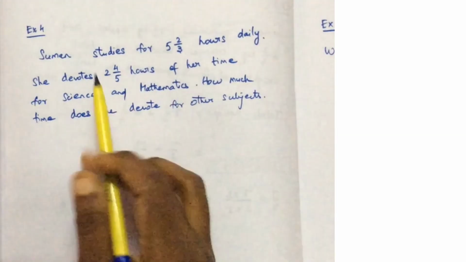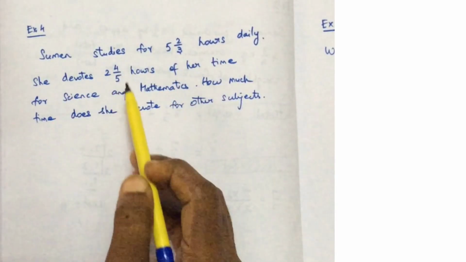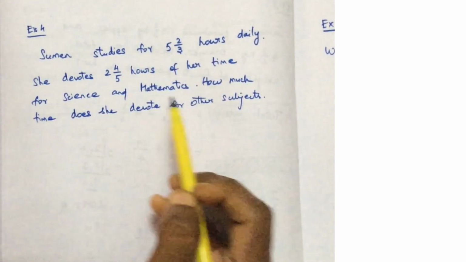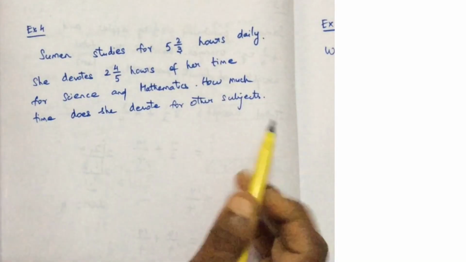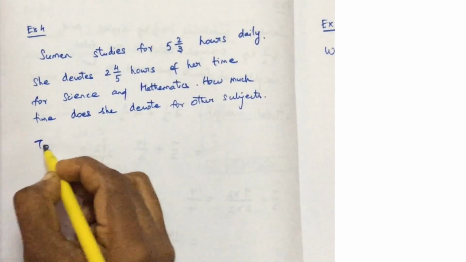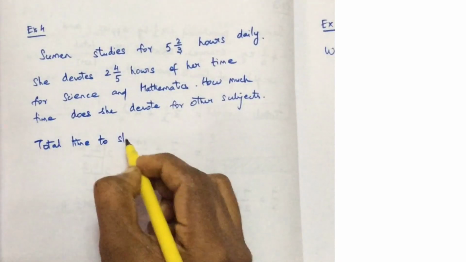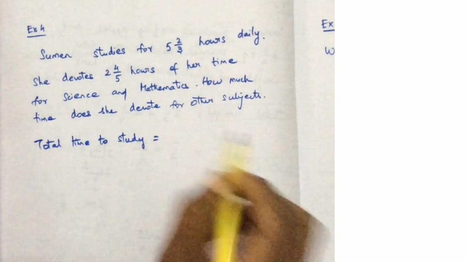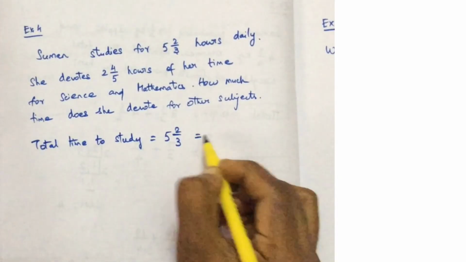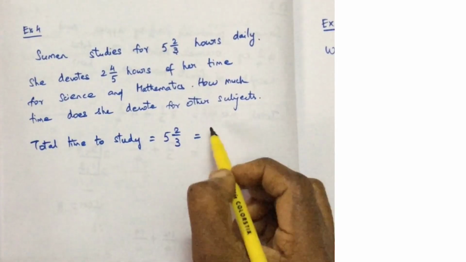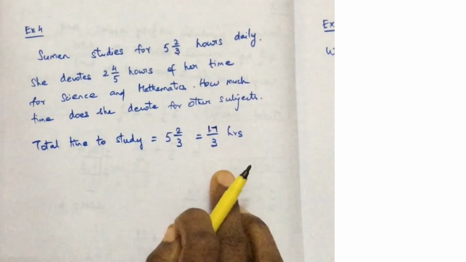Next problem is, Suman studies for 5 2/3 hours daily. She devotes 2 4/5 hours of her time to science and mathematics. How much time does she devote to her other subjects? So, total time to study is 5 2/3, that is equal to 15 plus 2, 17/3 hours. Okay, this is the total time of studying.